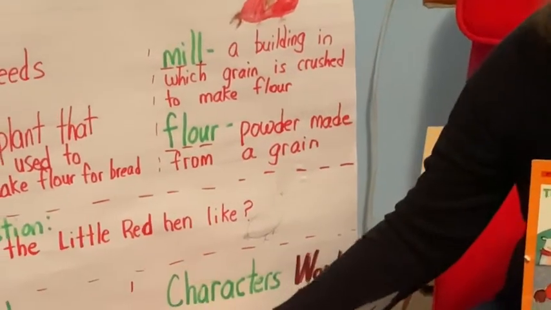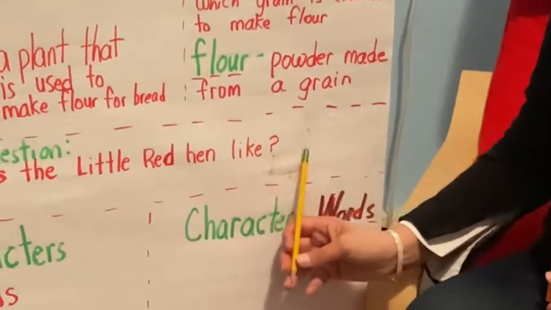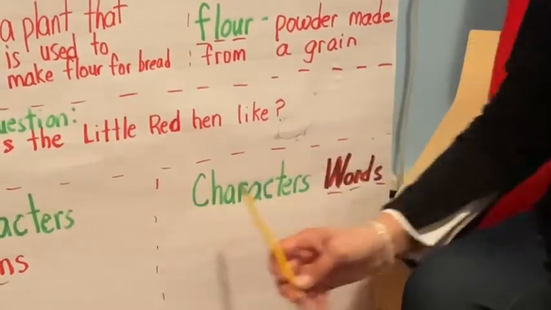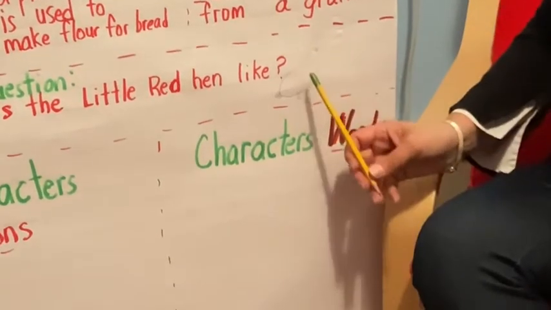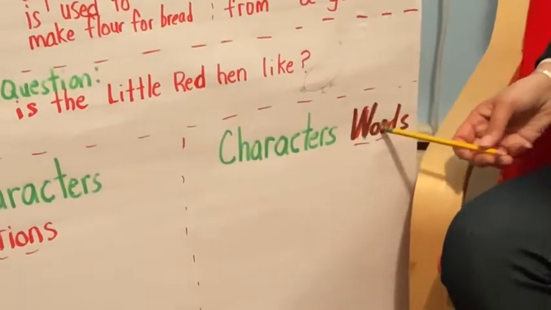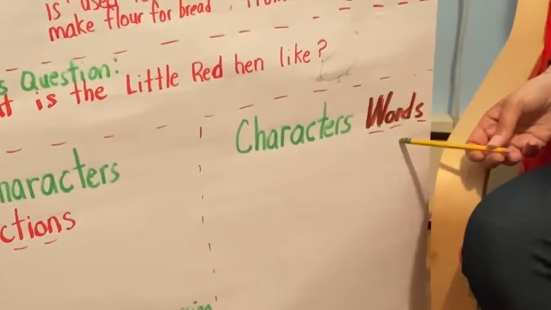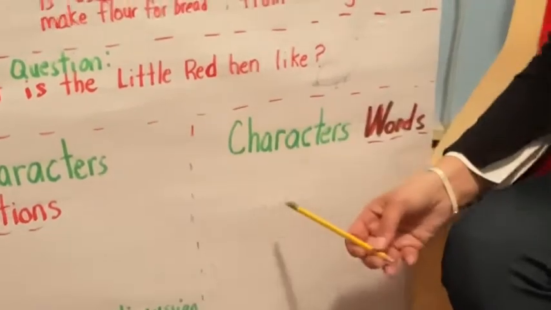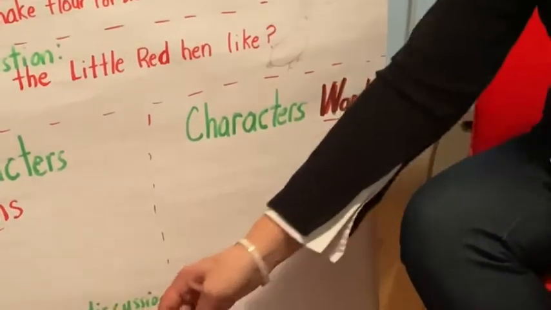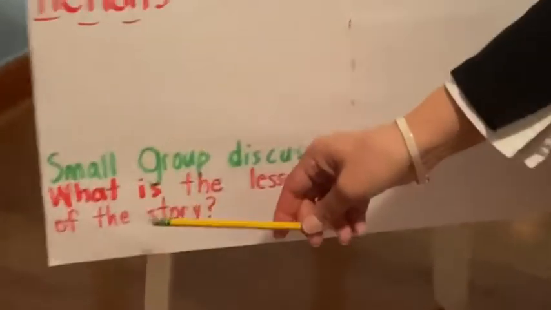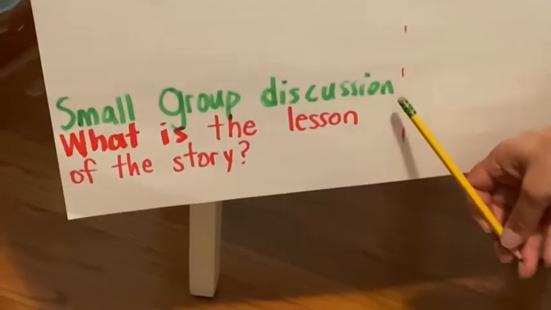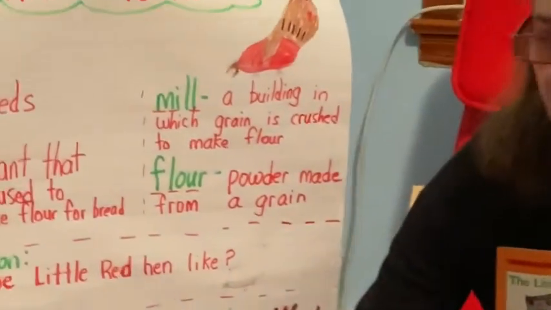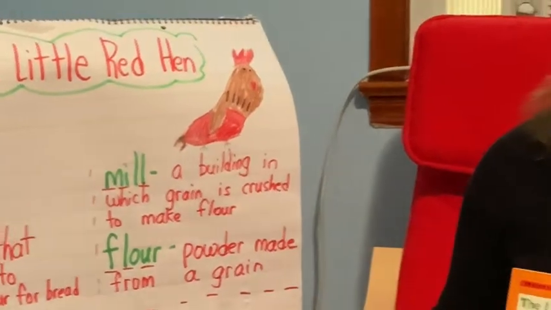Our focus question is, what is a little red hen like based on the character's actions? How does the character act in the story? And what does the character say in the story? The character's words. We're going to pay close attention to her actions and words. And lastly, at the end, what is our small group discussion going to be? What is the lesson of the story? What do you think the author wants you to learn from this story?